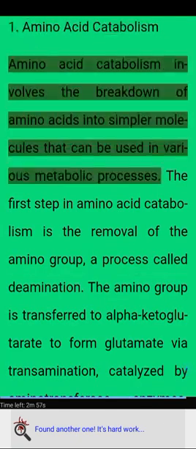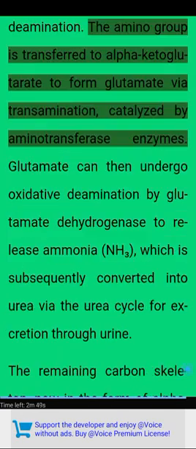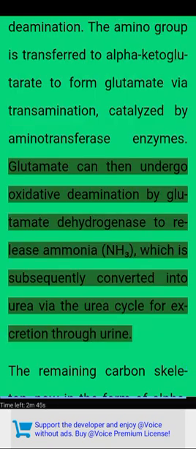1. Amino acid catabolism. Amino acid catabolism involves the breakdown of amino acids into simpler molecules that can be used in various metabolic processes. The first step in amino acid catabolism is the removal of the amino group, a process called deamination. The amino group is transferred to alpha-ketoglutarate to form glutamate via transamination, catalyzed by aminotransferase enzymes. Glutamate can then undergo oxidative deamination by glutamate dehydrogenase to release ammonia, NH3, which is subsequently converted into urea via the urea cycle for excretion through urine.